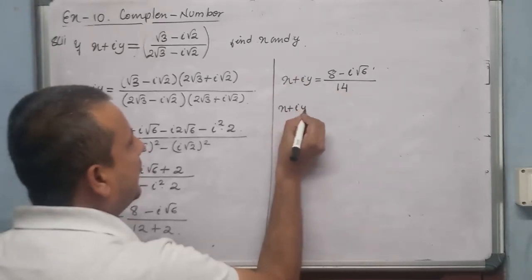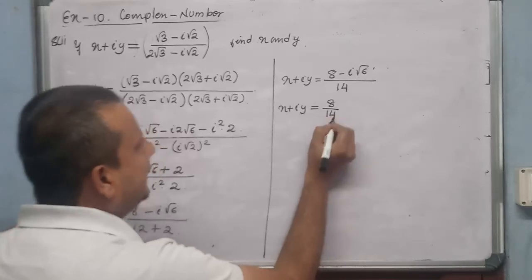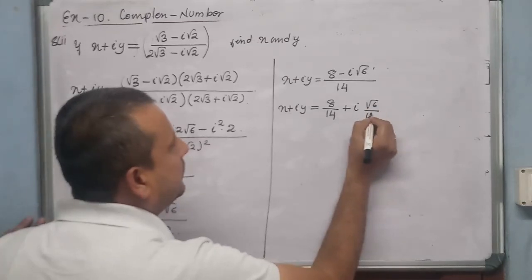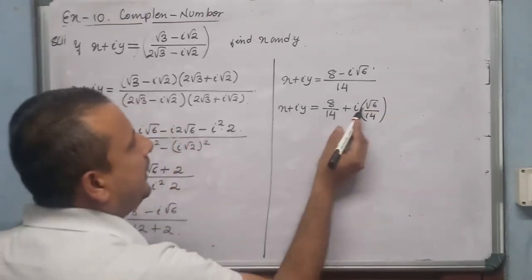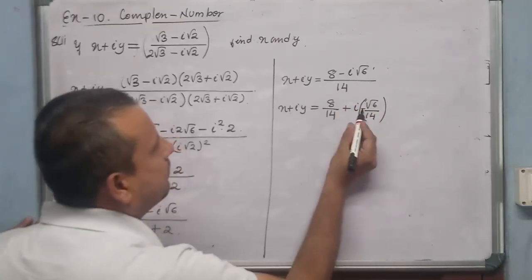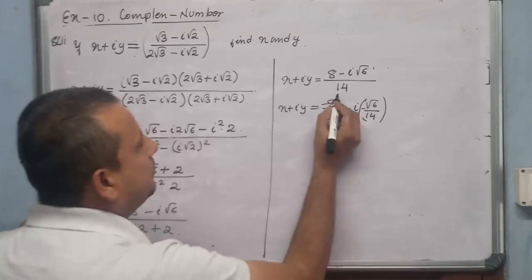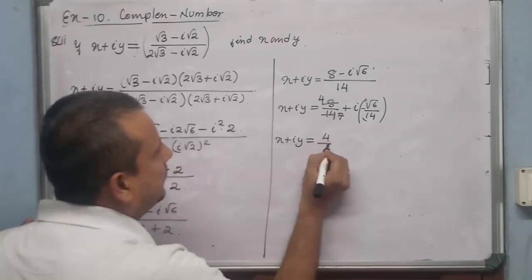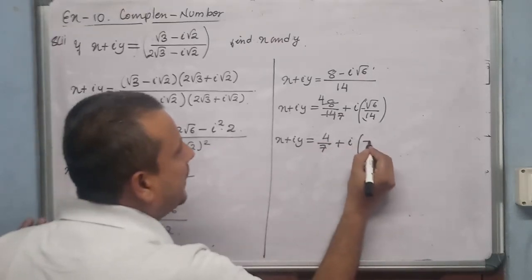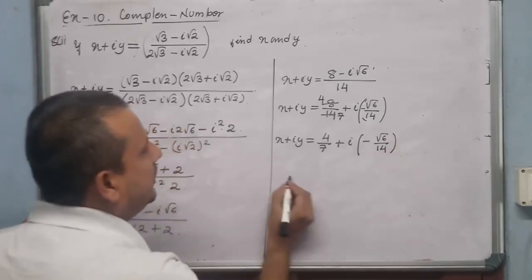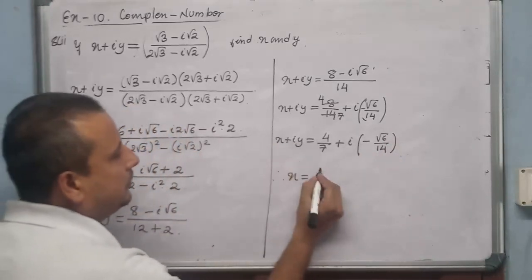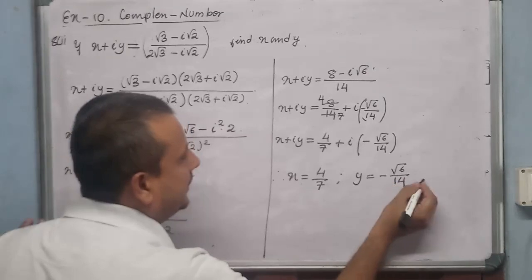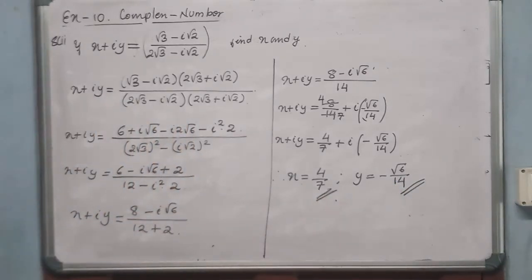Then x + iy = 8/14 plus, it should be minus over here, so that minus into plus is minus, i root 6 over 14. 2 4s are 8, 2 7s are 14. Then x + iy = 4/7 + i into (-root 6)/14. Therefore, equating the real, x = 4/7, then y = -root 6/14. This is the required answer, the value of x and y.